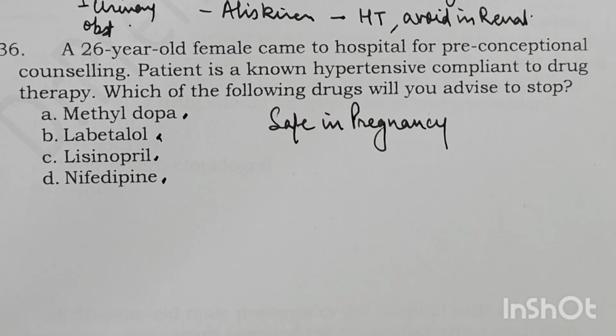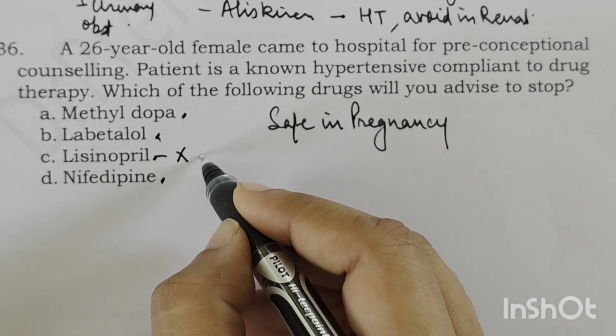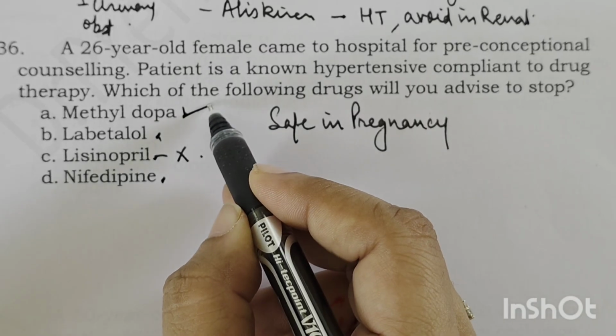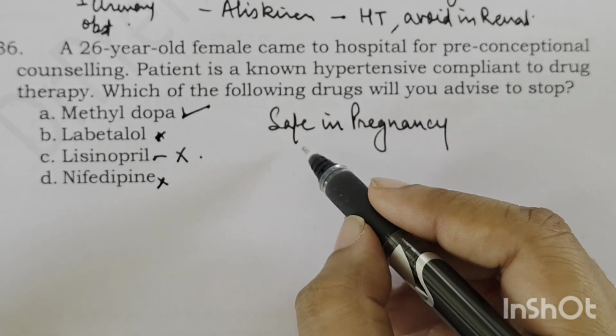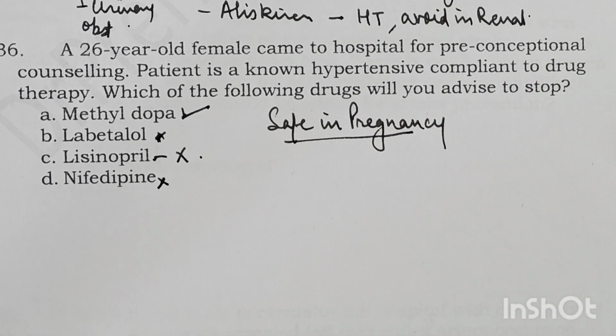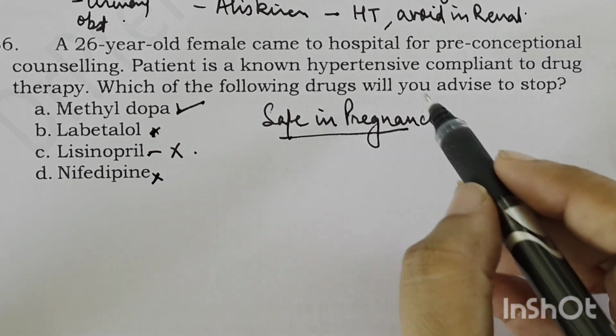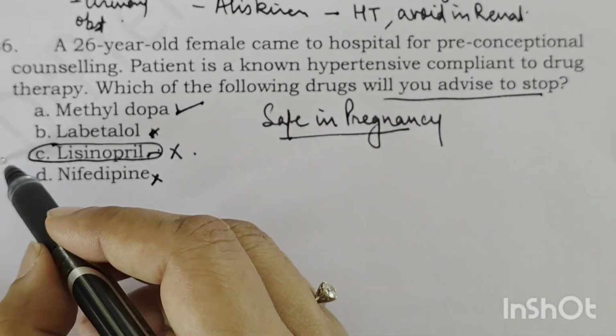Labetalol is a drug that can be used. ACE inhibitors are completely contraindicated. Methyldopa is given, this is better. Nifedipine, CCBs, and beta blockers are safe in pregnancy. So which drug will you advise to stop? The drug which you will advise to stop is lisinopril. Lisinopril is the drug which you will not give. This is the correct answer here.